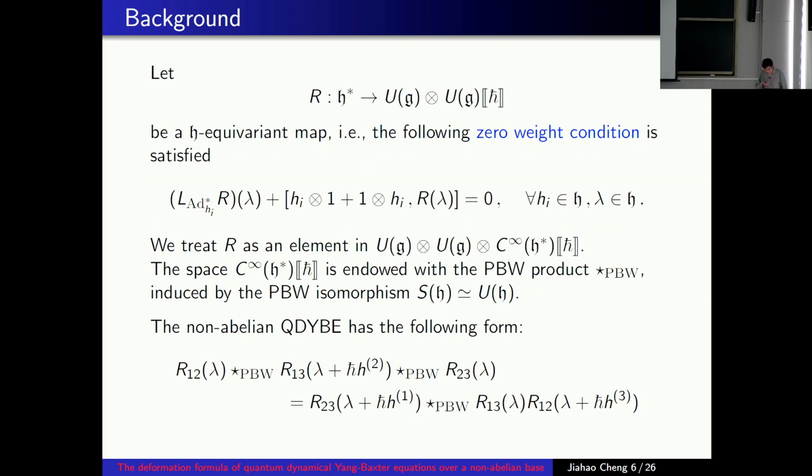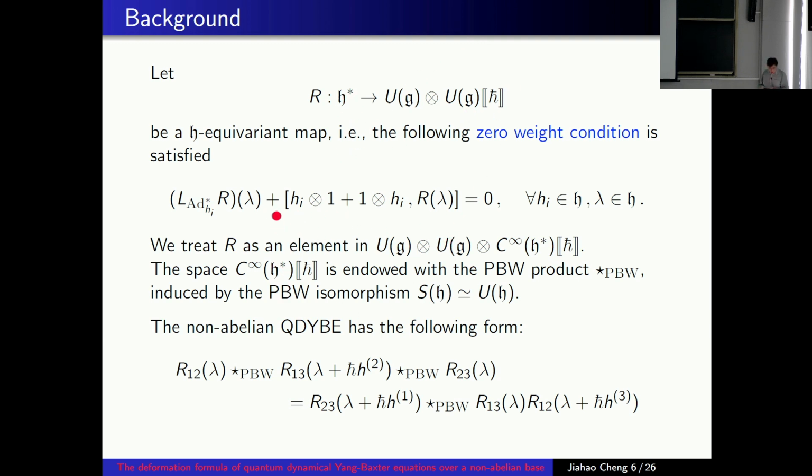Now then we consider a map like this. R is a map from the space H star, the dual space of H, to UG tensor UG with some parameter h bar. We regard it as a linear map between the two spaces. In particular, R is not necessarily defined on the whole H star, maybe just on some open subset of H star. One may require this map to be smooth or meromorphic, depending on the context. In this talk, we will just omit this aspect, and just regard it as a map from H star to UG tensor UG with h bar.